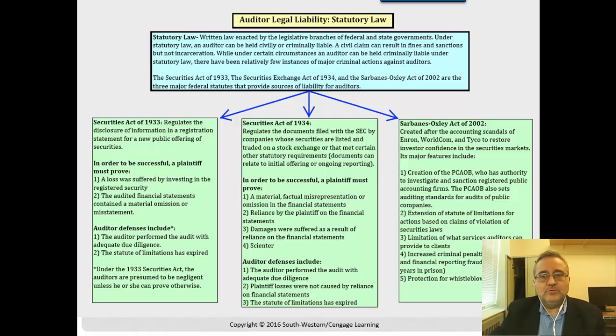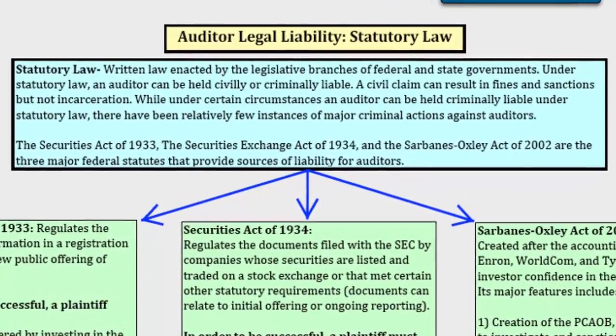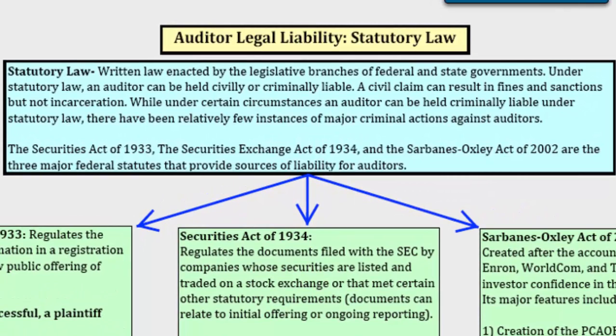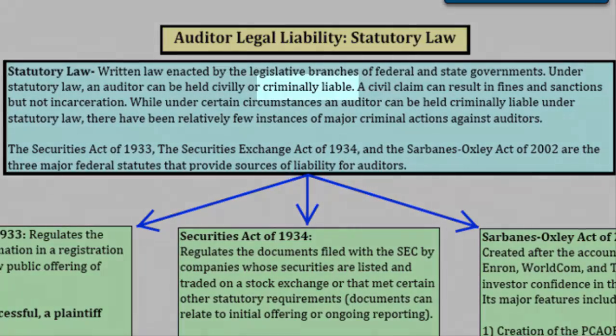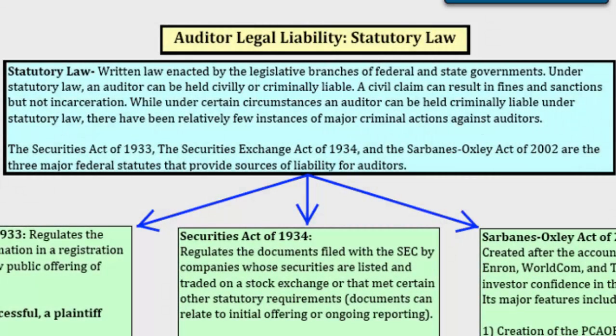This is a very interesting table, and we'll spend just a few minutes talking about this. This, again, goes through the Act of 33, Act of 34, and Sarbanes-Oxley. Statutory law is written law enacted by legislative branches of the federal and state governments. Under statutory law, an auditor can be held civilly or criminally liable. A civil claim can result in fines or sanctions. Under certain circumstances, an auditor can be held criminally liable under statutory law, although there have been only a few instances where there have been criminal actions against auditors.